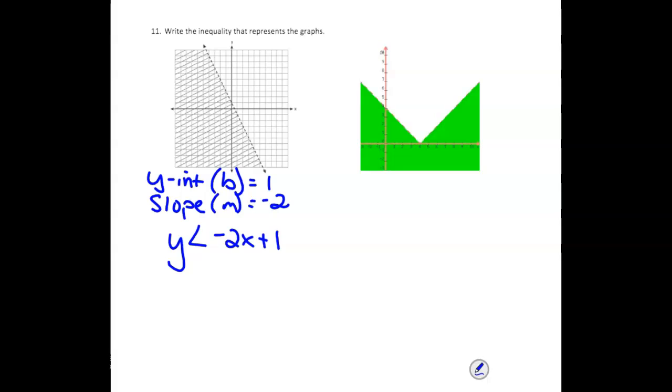All right. Our last one. It's a V shape, which means it's what kind of equation? Absolute value. So let's start out with an absolute value equation. I'm not going to put the little equal sign in because it's dotted. We are shading under the V, so we want a less than symbol again. Now we have to figure out what's the slope of the V on the right-hand side. Positive 1. Rise 1, run 1. So the slope on the right is 1.